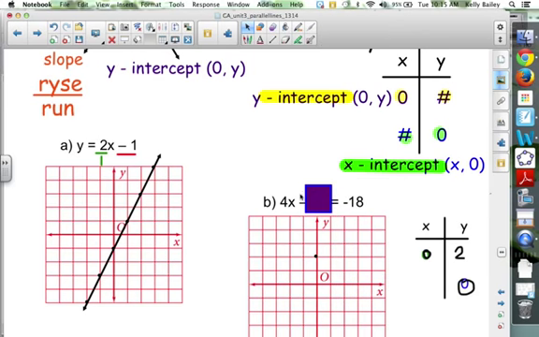Leaving me with the equation 4x equals -18. To get the x by itself, divide by 4 and divide by 4. You may need a calculator, but x equals -4.5.